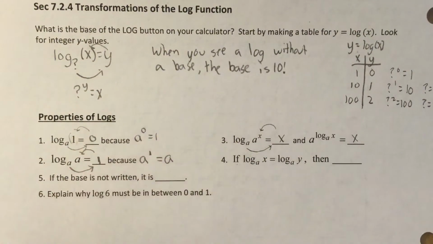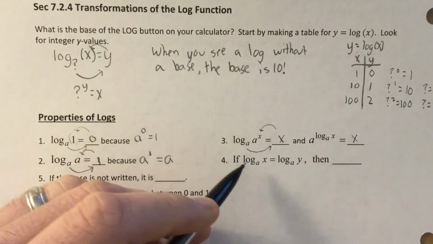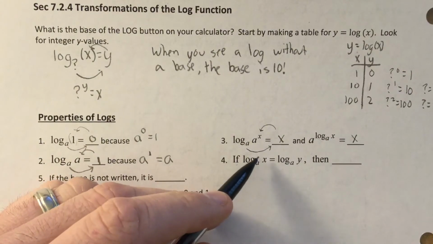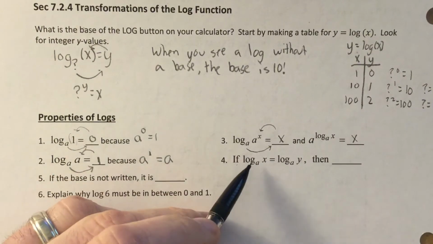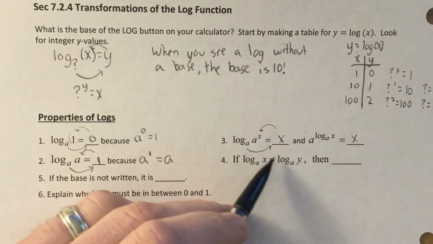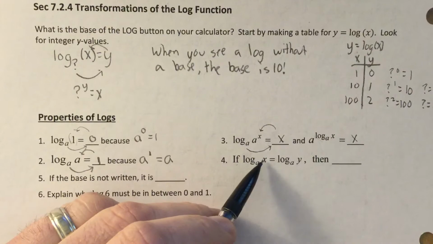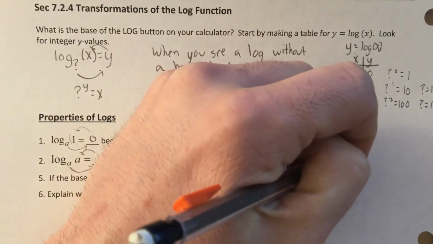All right, and then number 4, if log base a of x equals log base a of y, well, the left side is the exact same as the right side. There's an equals sign, so that means x must equal y.